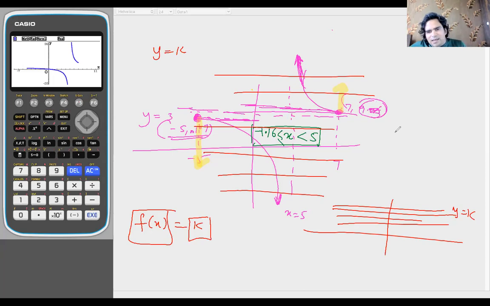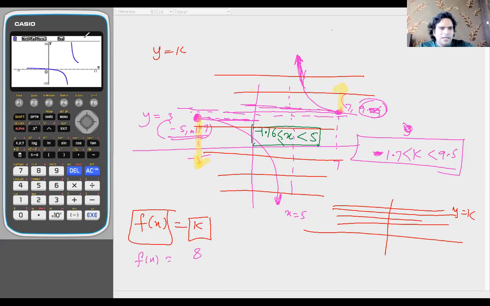So in that case, if I take k values between 1.7, I'm assuming this is the 1.7 I got, and 9.5, you will notice the function is not there. For example, if I take 8 and solve f of x equals 8, you will see here that it will just go untouched. It will never meet the graph of y equals f of x, because you can see it is never meeting, it's coming below between these two values. So this is what is called no solution.